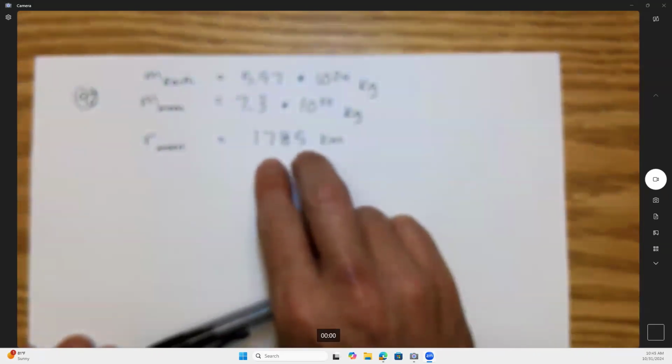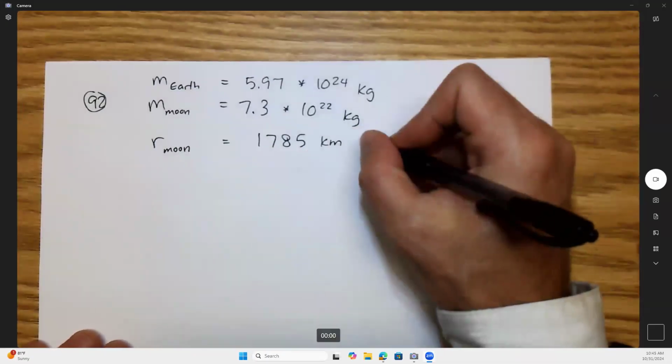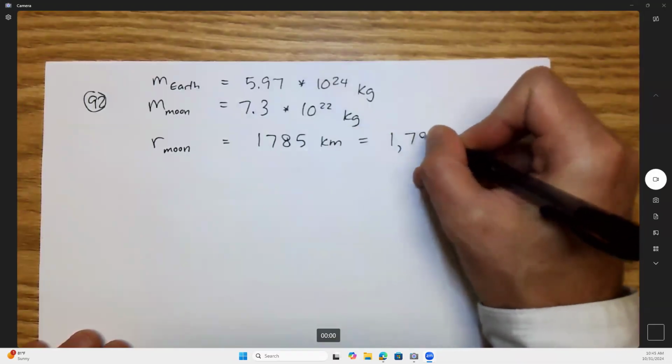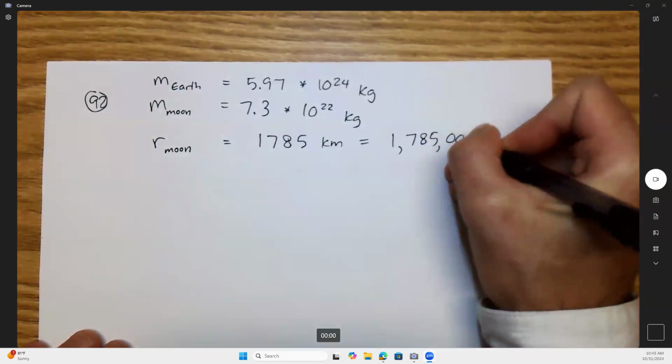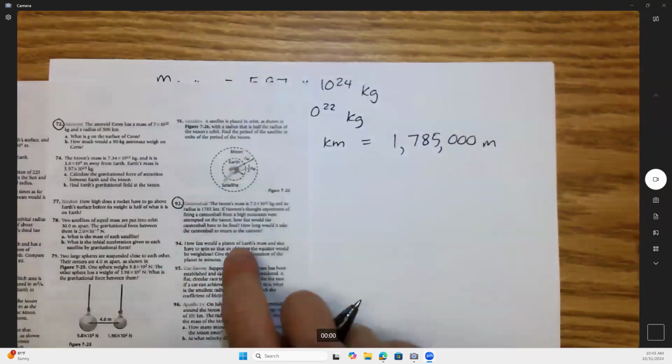When you plug in the radius of the moon in your calculator, do you want to type in 1,785? No. What would you type? That's right. Tag on 3 zeros, because that would be in meters. Yeah, that's right. So what's the question, though?